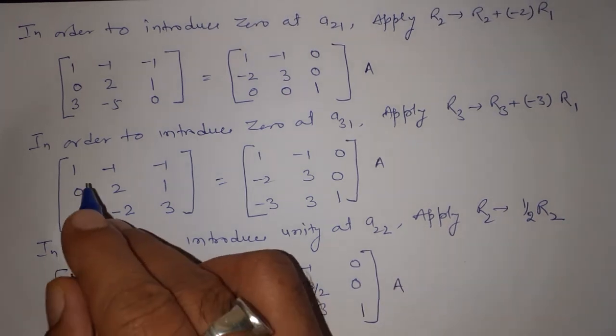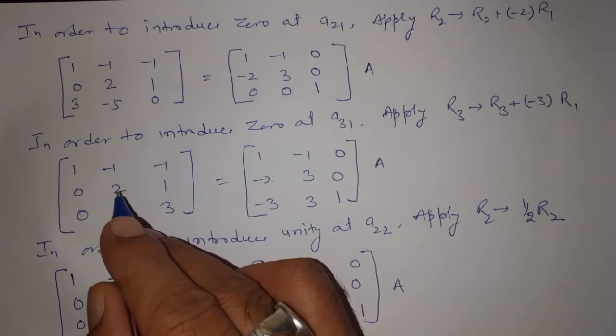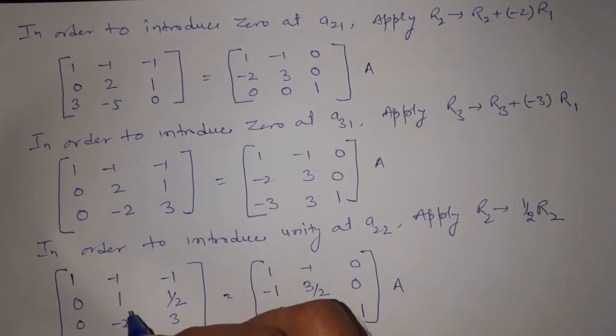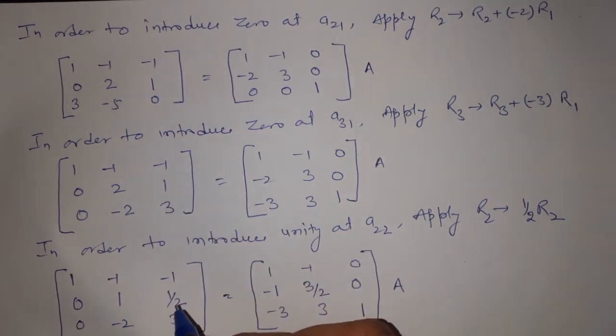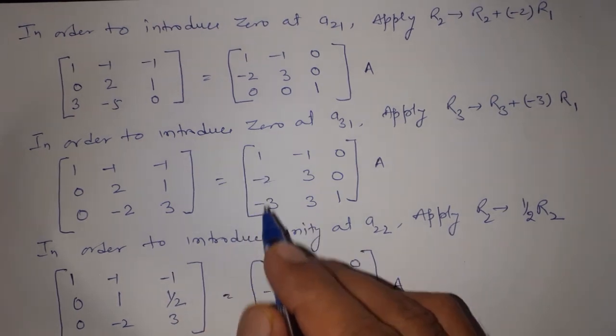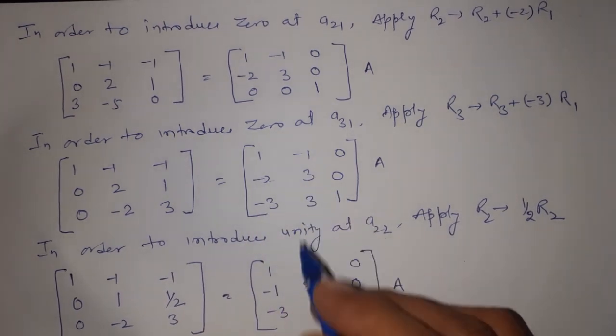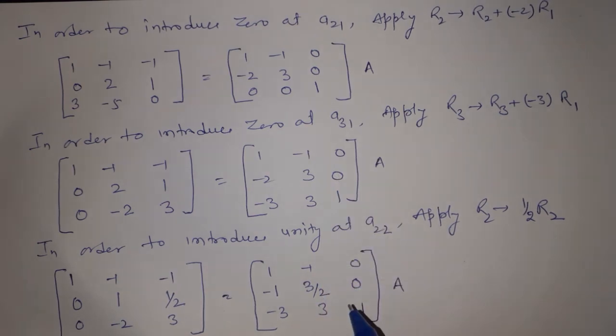So R2: 0 divided by 2 is 0. 2 divided by 2 is equal to 1. 1 divided by 2 is equal to 1 by 2. Minus 2 divided by 2 is minus 1. 3 divided by 2 is 3 by 2. 0 divided by 2 is 0 itself.